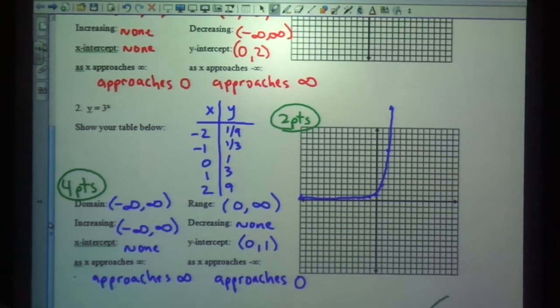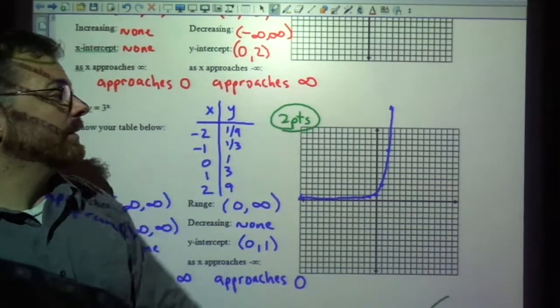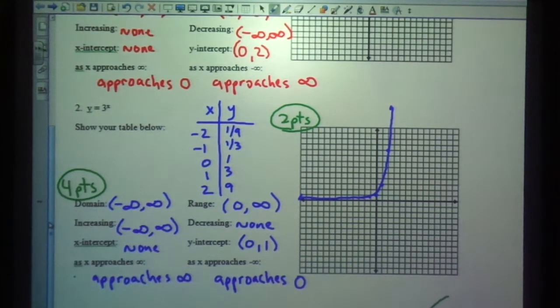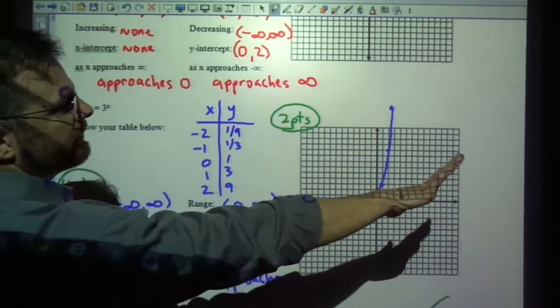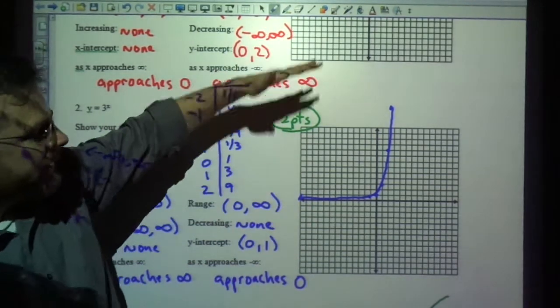Second one, same thing. Here's our table. We have a number of points here. We've got our graph connecting them and going up. The domain, again, -infinity to positive infinity. It goes all the way left and all the way right. The range, though, only goes from 0 to positive infinity.